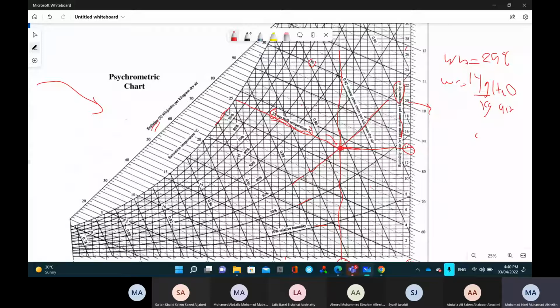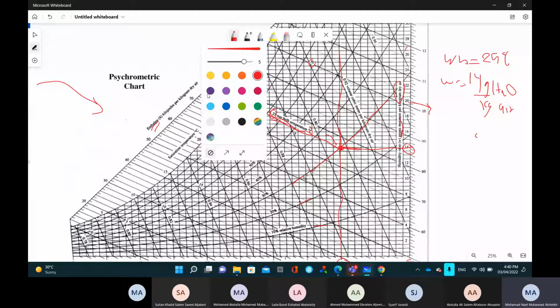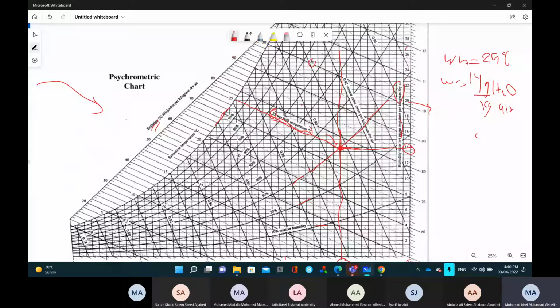Then the third property that we will calculate is the dew point. To find the dew point, we'll draw the same horizontal line, but instead of going to the right, we'll go to the left and see where it will intersect with these values that are drawn. So doing that, we'll go here to the end.